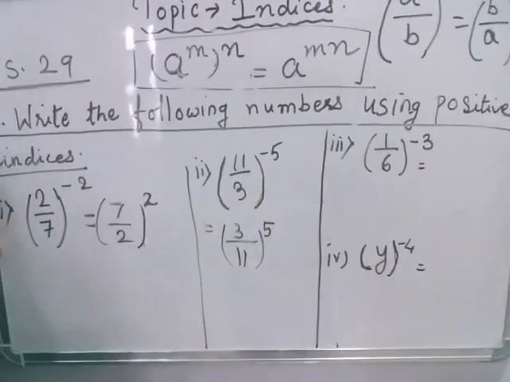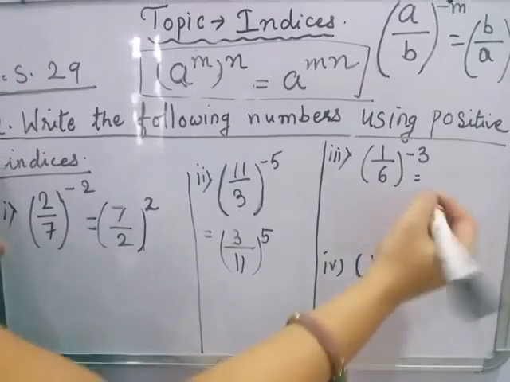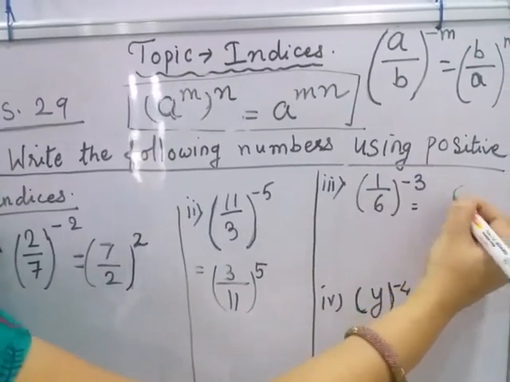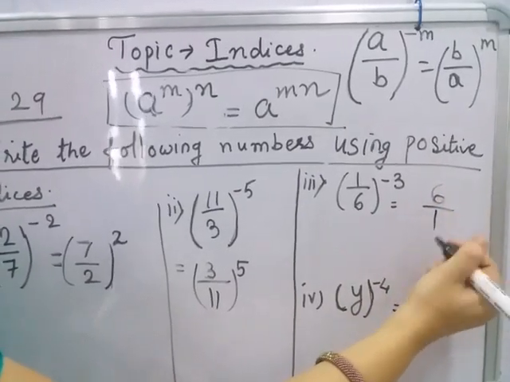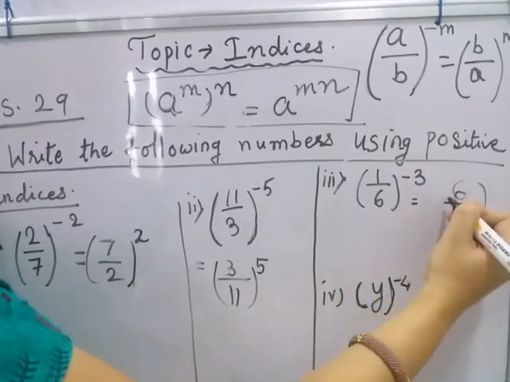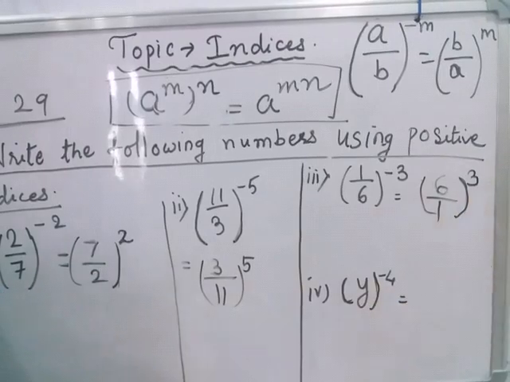Now let's take this. What is this? 1 upon 6 raised to negative 3. So here we will take the reciprocal. So what is the reciprocal of 1 upon 6? It is 6 upon 1. Now that 1 in the denominator, if you do not write it, it's okay. So it is 6 upon 1 or just only 6. And what is the index? So we'll get the index 3.